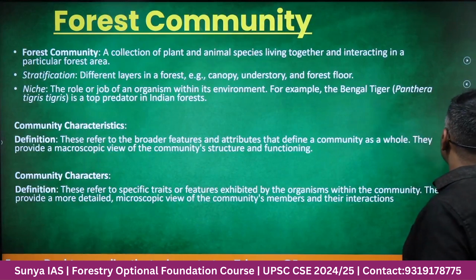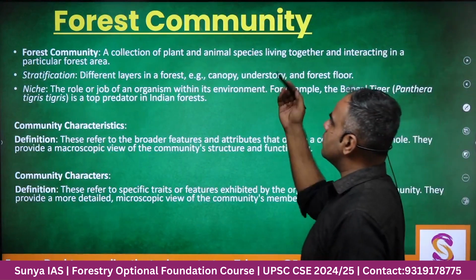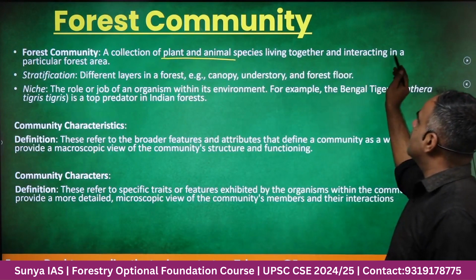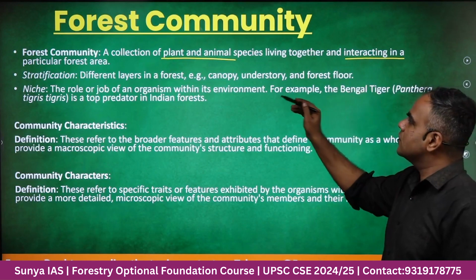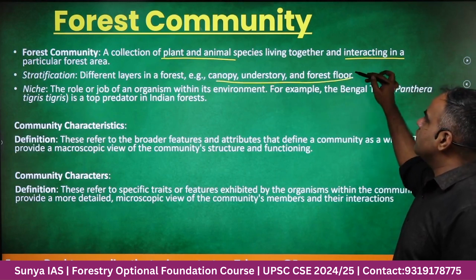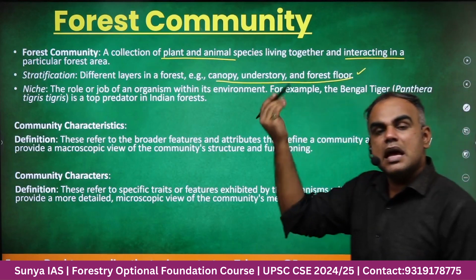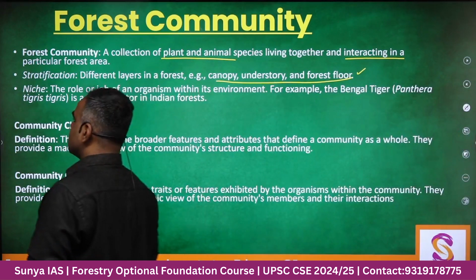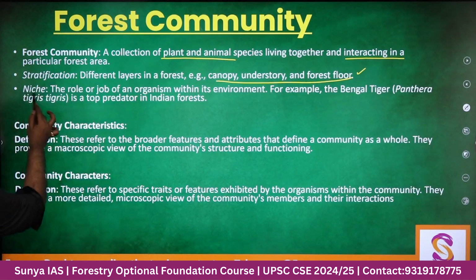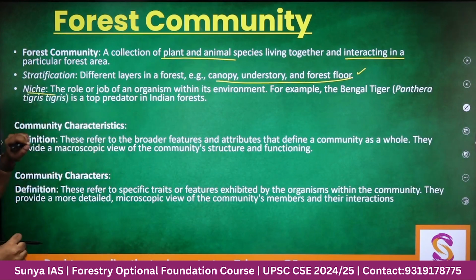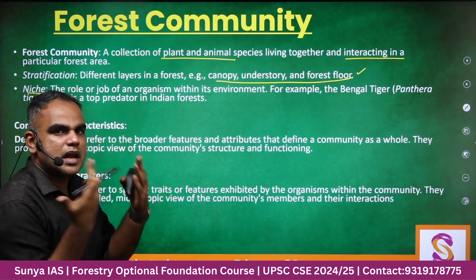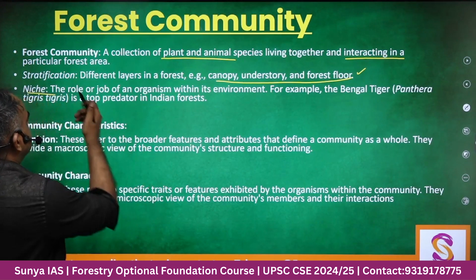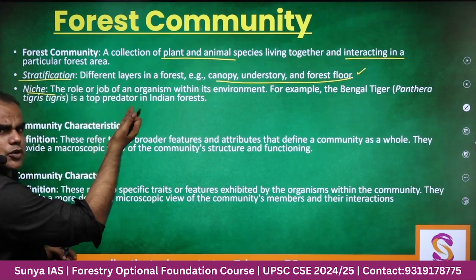So here we will talk about these three things. Of course, in a forest community, you have plants and animals living together and they're interacting. There is stratification. There are different layers: canopy, understory, forest floor. We have already seen these terms in the anatomy lecture and in other portions. You have a niche, which means, for example, the Bengal tiger will have a particular niche. Similarly, a herbivore will have its own niche. So these are the terms. And again, if you get this kind of a question, do use these terms.